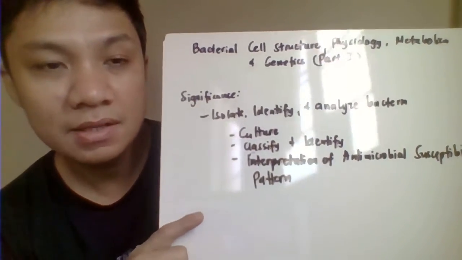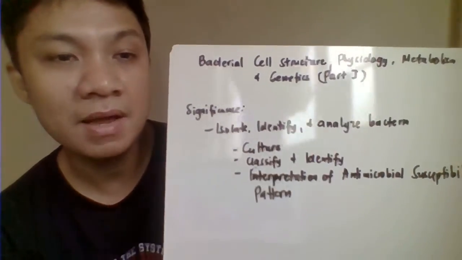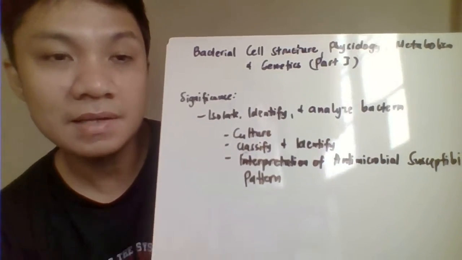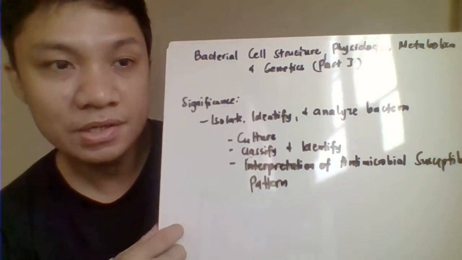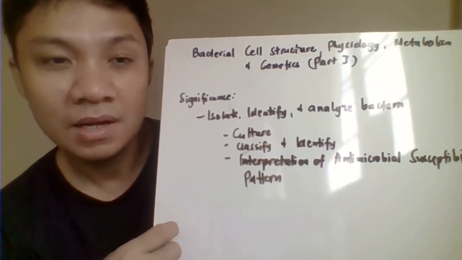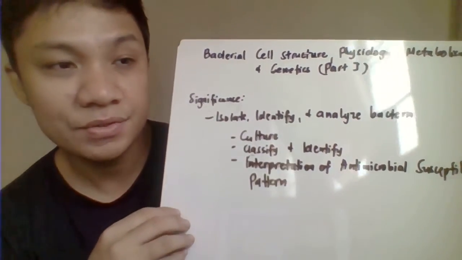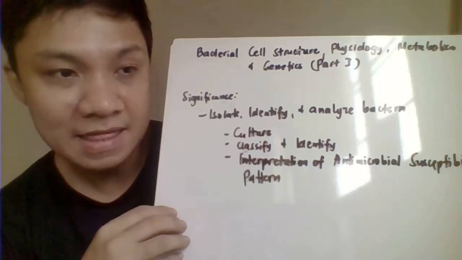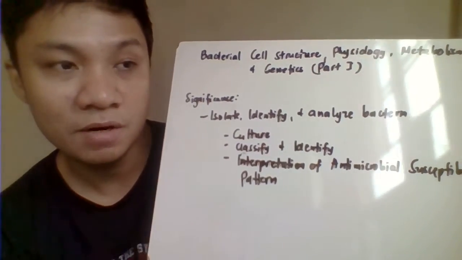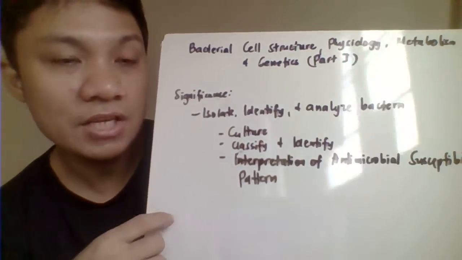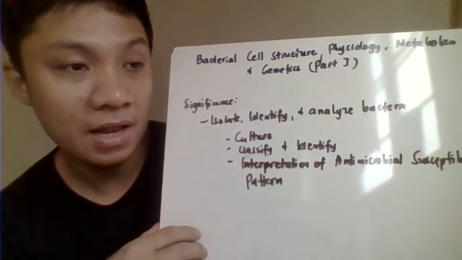How are we going to isolate that? We have the specimen coming from your clinical sample and we try to culture it in the laboratory. Allowing the bacteria to grow in the laboratory also allows us to specifically identify the bacteria by either morphology identification or even the biochemical reactions.